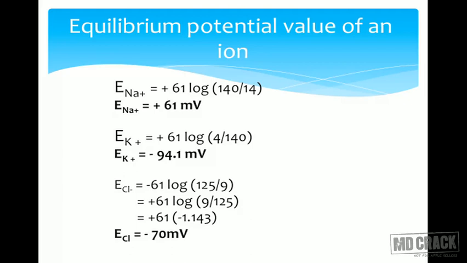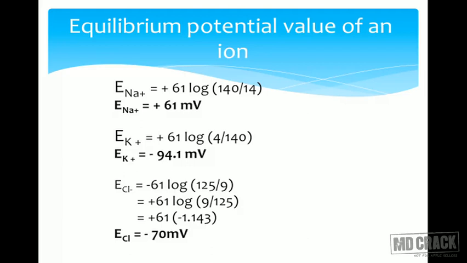In other words, if I increase the permeability of the sodium ions only, there will be influx of the sodium ion and the membrane potential will stabilize at plus 61 millivolt.